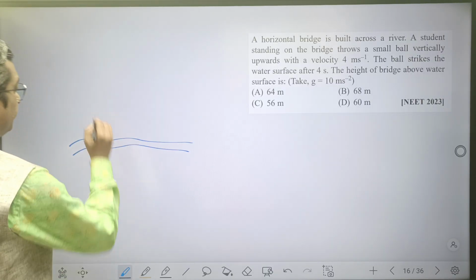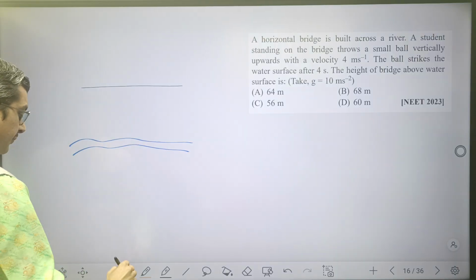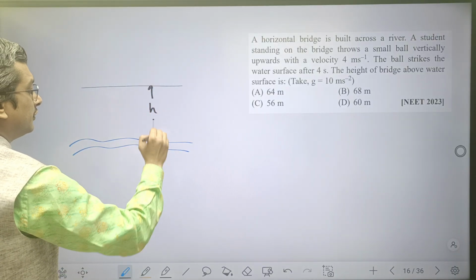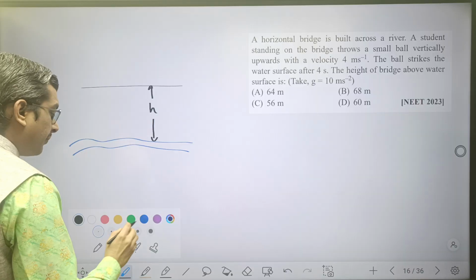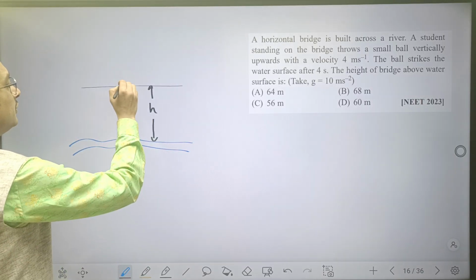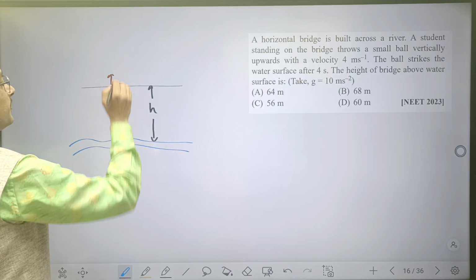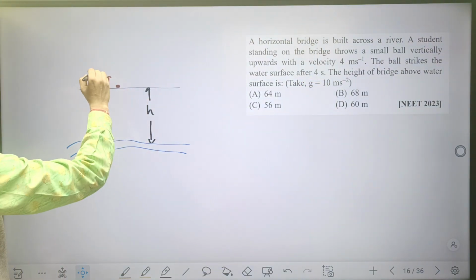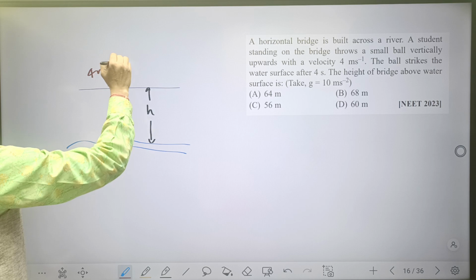Here we have the bridge like this. Let us suppose the height between this bridge and the surface of water is h. Now what happens? One ball is being thrown from this bridge with velocity 4 meter per second. So this is 4 meter per second.